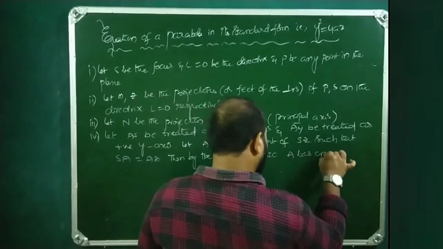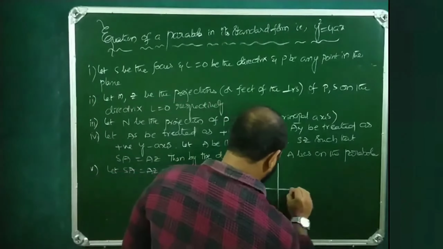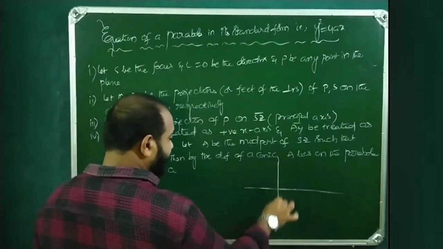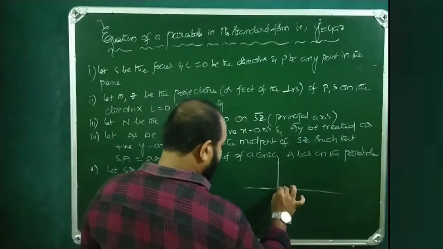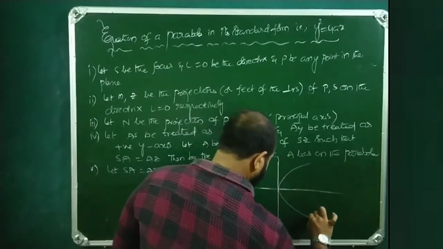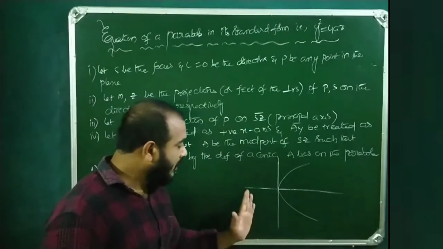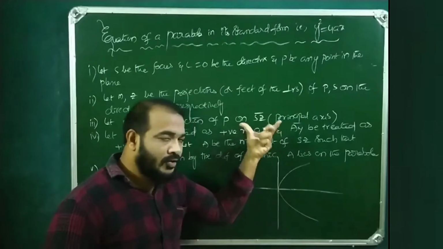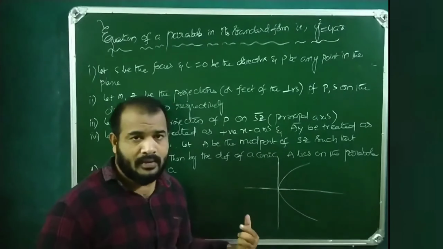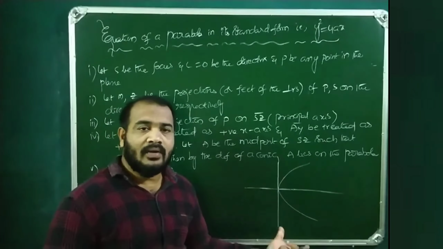So let us try to draw the diagram of what we have written so far. See this, this is the principal axis. Let this be the parabola located on the right hand side of the y-axis. It may be on the left hand side of the y-axis as well, or it could be an upward or downward parabola. All these parabolas are said to be parabolas in their standard form. But for convenience, let us take any one of them.